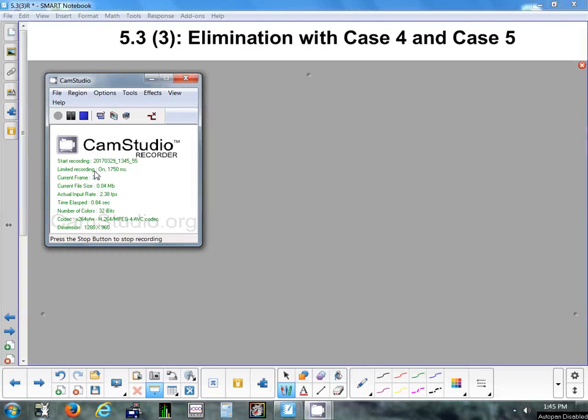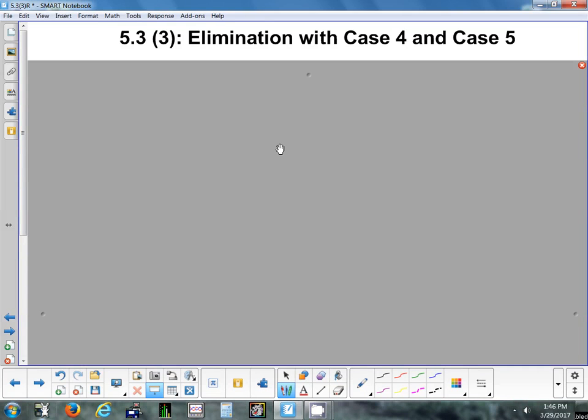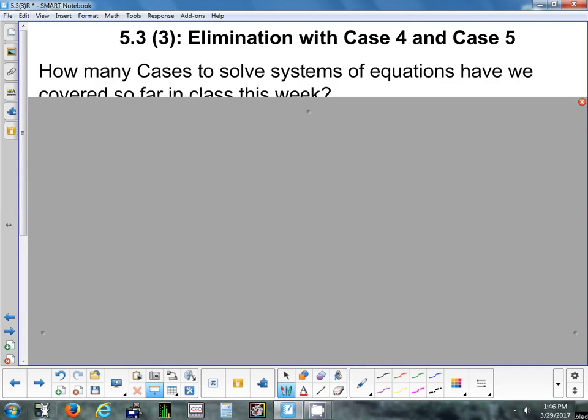Ready. So we've talked about case 1, case 2, case 3. Two more we're going to cover today. One of them, like yesterday, you're only going to have to multiply in one of the equations. The last one, case 5, you'll have to multiply in both of them. All right? Let's look back.